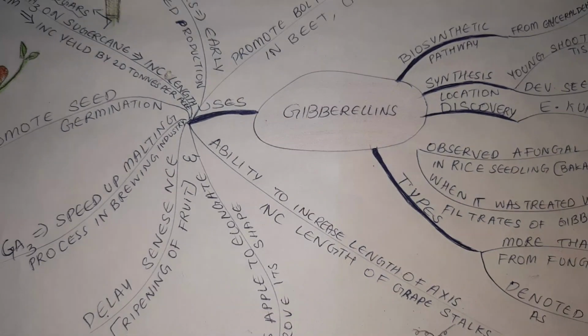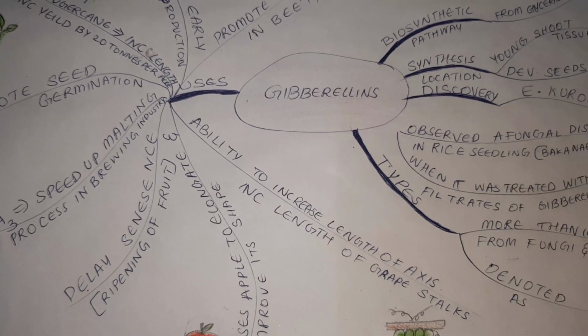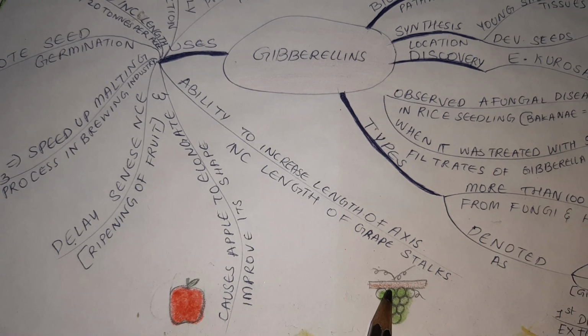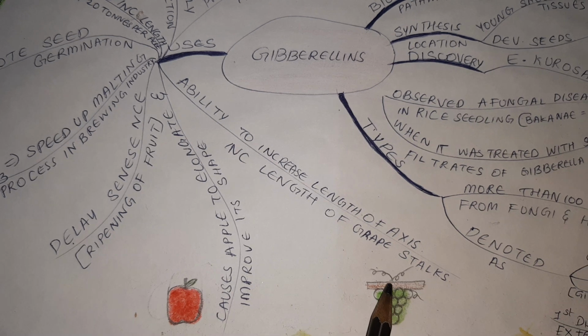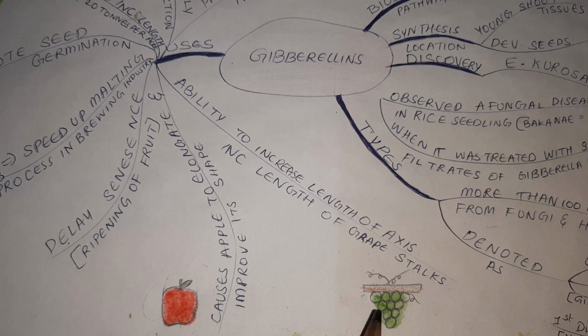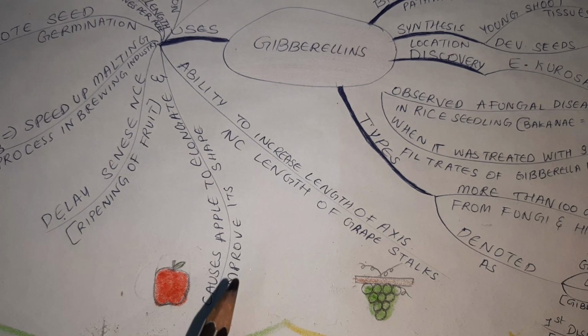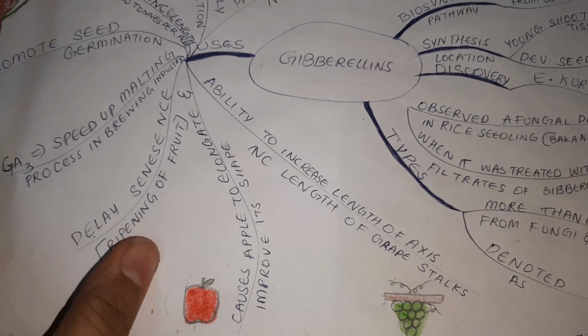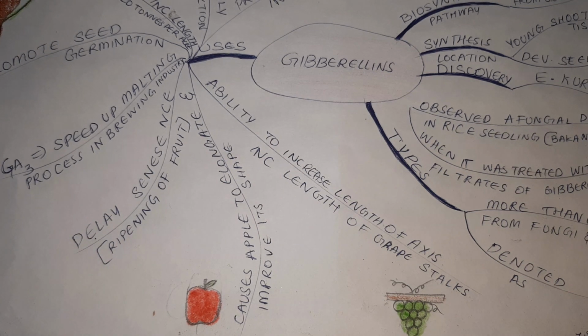Talking about the uses of gibberellins. Gibberellins have the ability to increase the length of axis, so therefore they increase the length of grape stalks. This is the stalk of a grape, and gibberellins have the ability to increase the length of this axis. More gibberellins means more length of the grape stalks. They also cause apples to elongate and improve their shape. The proper shape of the apple is given by this gibberellin hormone.